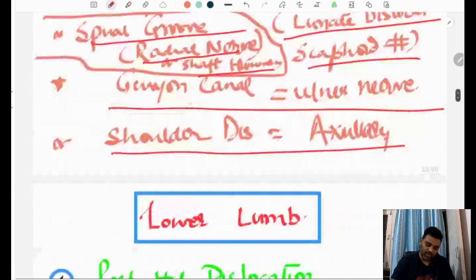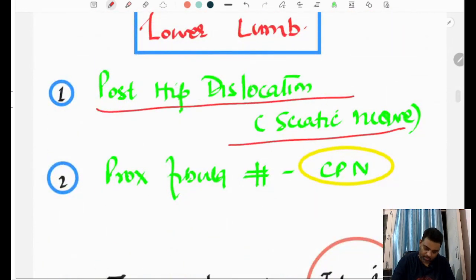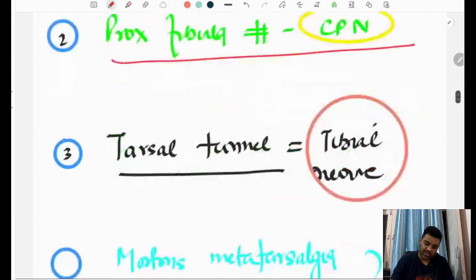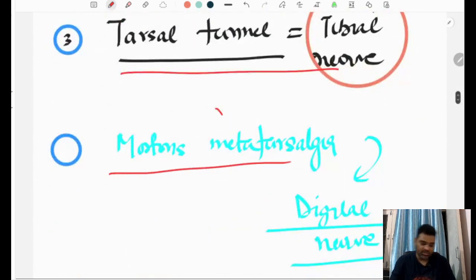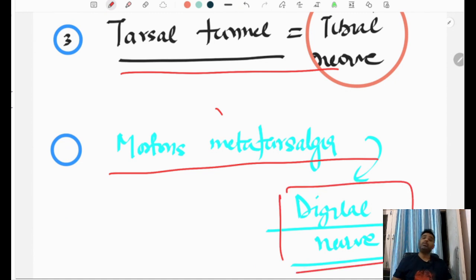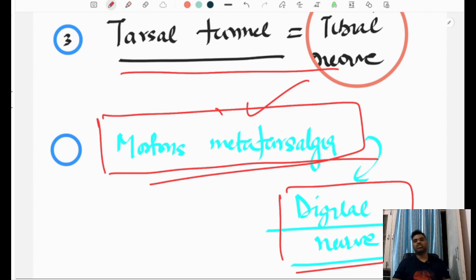Now lower limb. I have told you posterior hip dislocation, sciatic nerve. Proximal fibula, common peroneal nerve. Tarsal tunnel, tibial nerve. Yes, this I forgot. Morton's metatarsalgia, digital nerve. This was a question asked in UP PGME around 25 years ago. So it is Morton's metatarsalgia, and the nerve involved is the digital nerve.